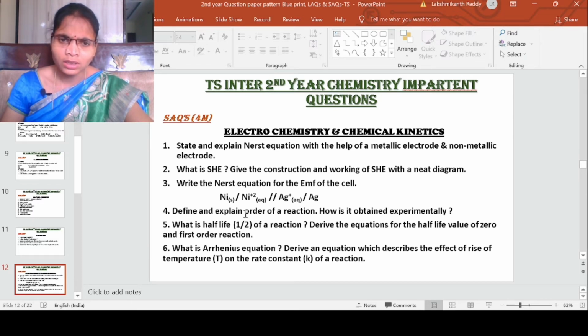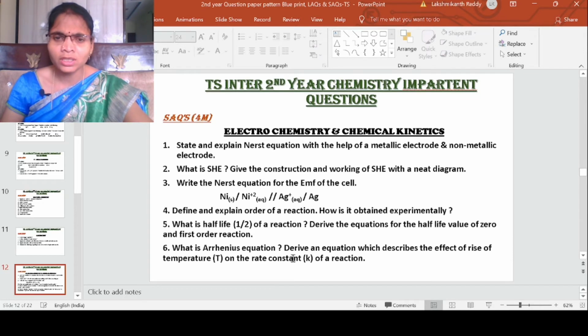Okay, next, define and explain order of the reaction, how obtained experimentally. So what is half-life? Derive its value for first order, zero order. Next, Arrhenius equation, and explain the effect of temperature on the rate of reaction.